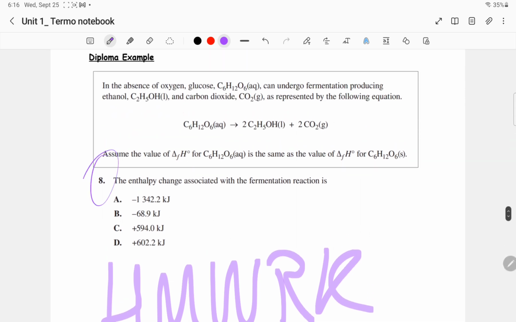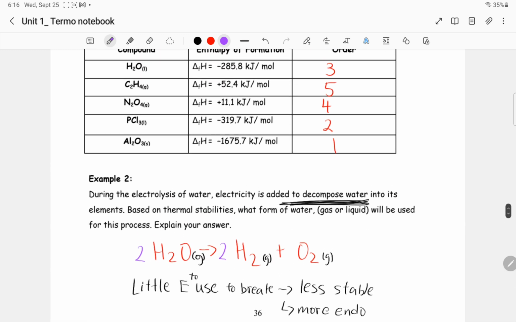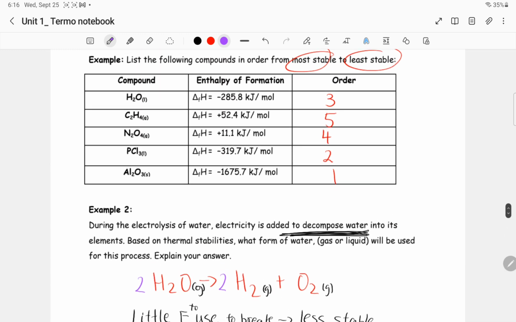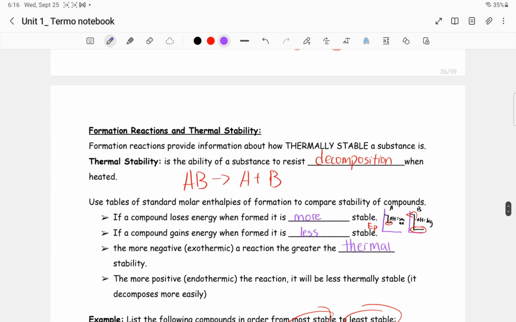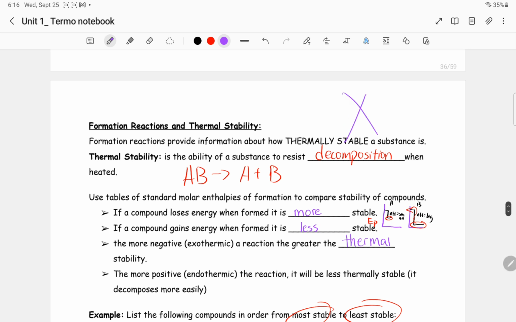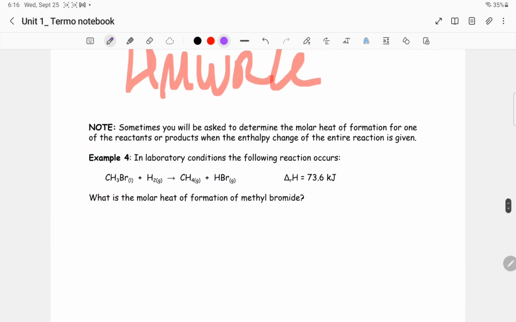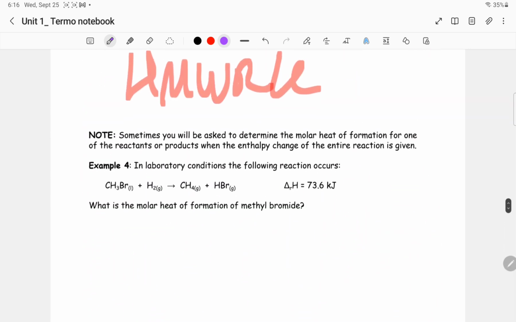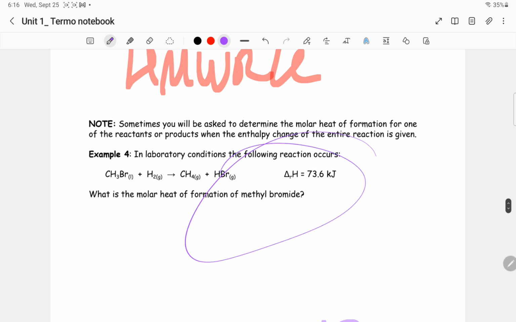And then, try number 8. Number 8 is a good practice. This page won't be on the quiz now. So like this stuff, try this one. Pretty good.